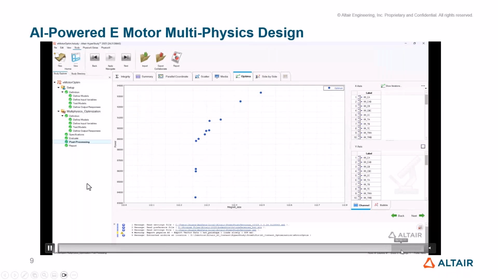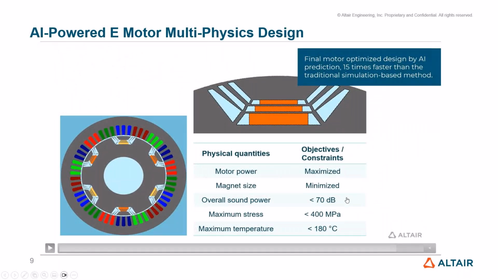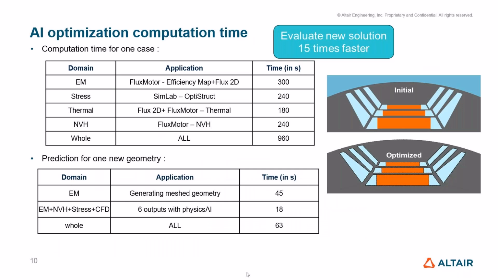After doing all this, this is the final optimum model we got: overall more power with minimized magnet size, the sound power level is less than 70 dB, the maximum stress is less than 400 megapascals, and the maximum temperature is limited to 180 degrees centigrade. So this is the optimum design that we got. And this is a small comparison for you to see how the initial and the optimum geometry look.